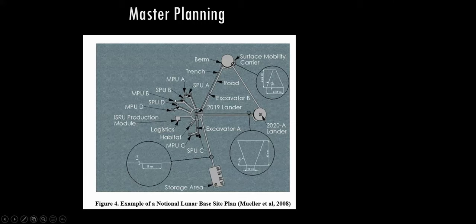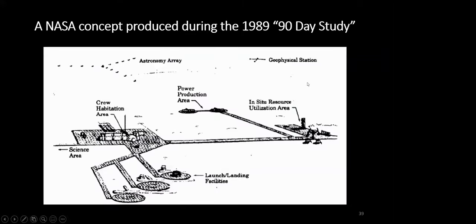And we just put down a landing pad here, a landing pad here, roads connecting the landing pads, a central habitation zone where the first lander comes down, and you have solar power units and these other mobile power units, logistics area, ISRU production modules. So you can see we're starting to just lay out these functional zones. And then in 1989, during the 90-day study, they had another concept, and there's many concepts out there. I'm sure you've seen them. But you can see that the basic idea of master planning is zoning.